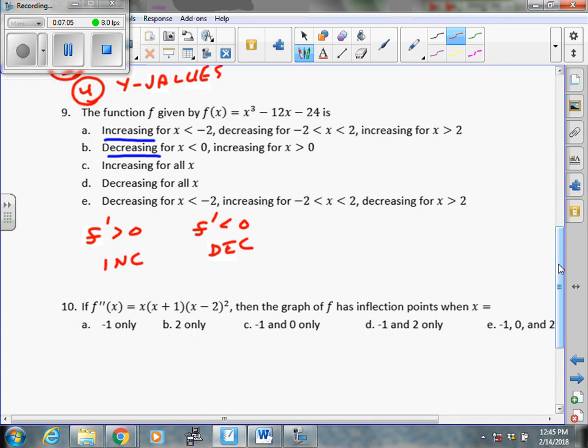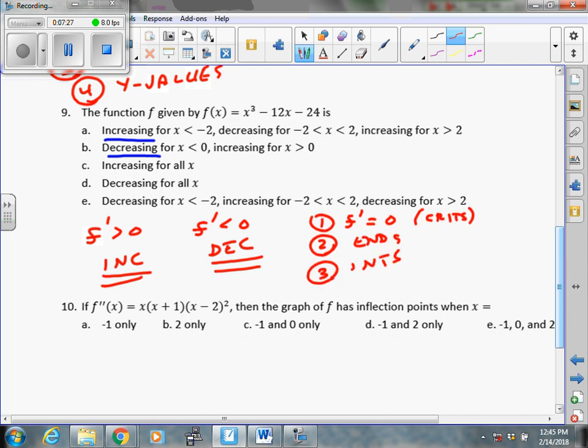And there are always intervals of increase and intervals of decrease. So pretty much your steps: step 1, find the derivative, set equals 0, or basically that's finding your crits. Step 2, ends if they exist. Step 3, intervals. Here is where you get that information.